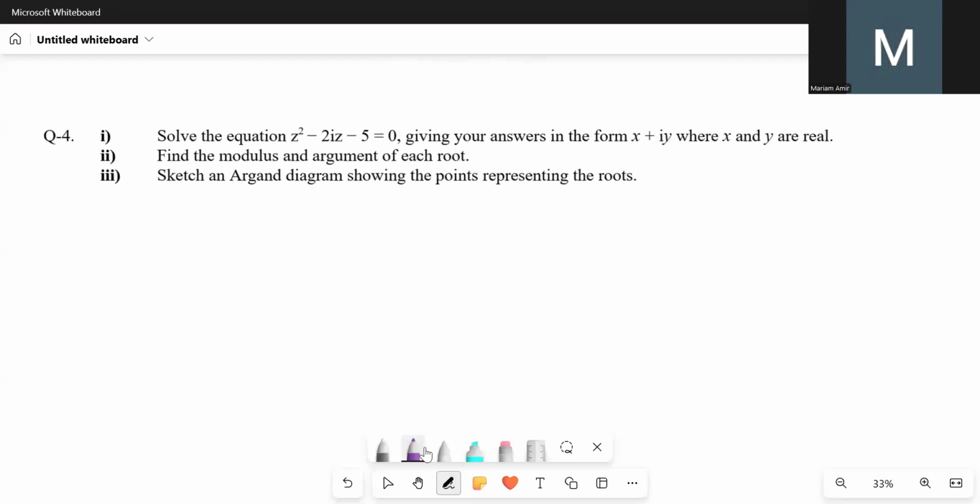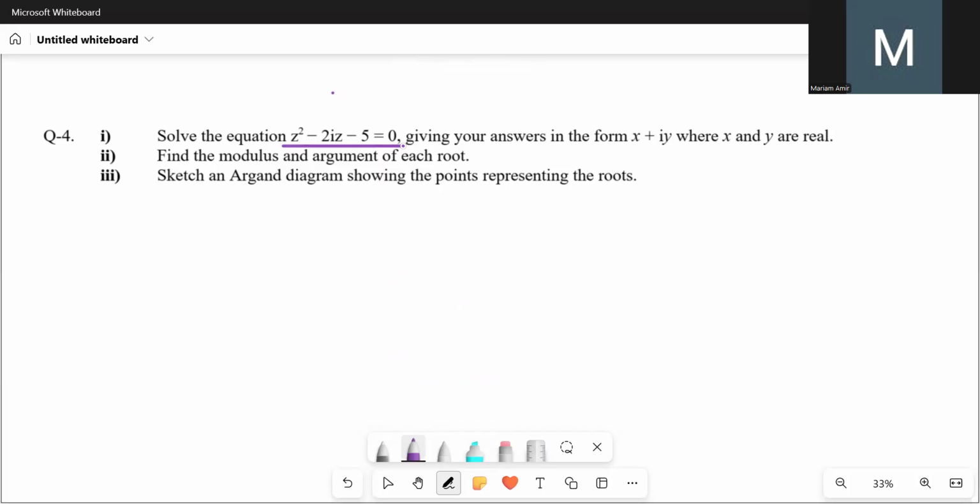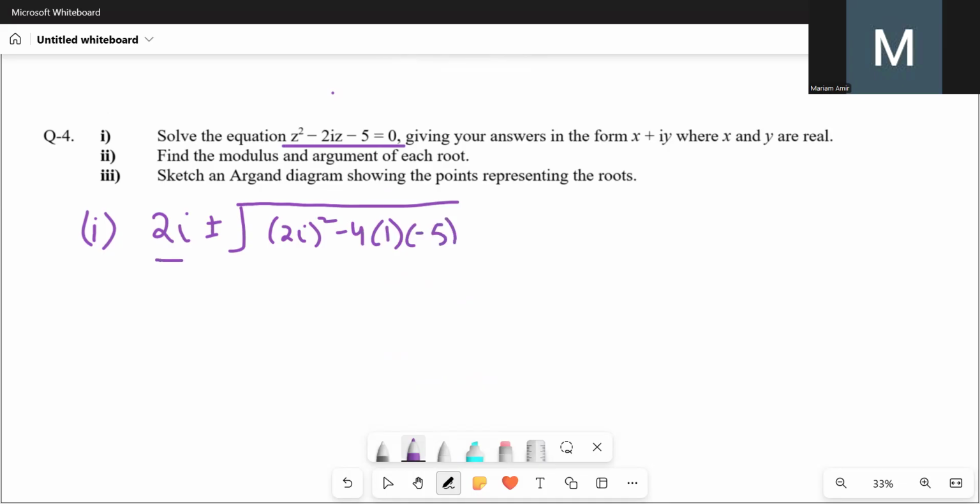First part is solve this equation, giving your answer in x iota y form. Okay, so if we see a quadratic equation, we're going to apply the quadratic formula. Minus b is 2 iota, plus minus square root b squared, so 2 iota whole squared, minus 4ac upon 2a. So we're getting 2 into 1. Okay, so 2 iota plus minus square root.